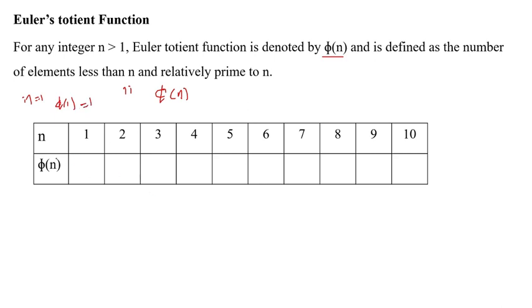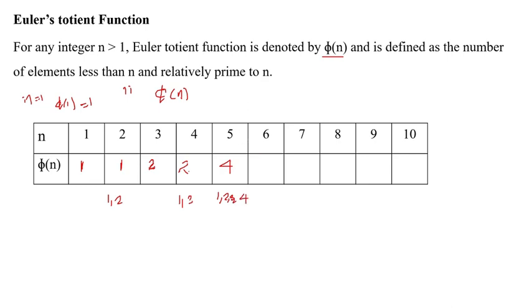So there is a table. For n equal to 1, we define phi of 1 as 1. Phi of 2 is nothing but 1. That is, the number of elements less than 2 and relatively prime to 2 is 1. Then for n equal to 3, elements less than 3 and relatively prime to 3 are 1 and 2. Therefore, phi of 3 is 2, the total number of elements. For n equal to 4, the elements strictly less than 4 and relatively prime to 4 are 1 and 3. Therefore, phi of 4 is 2. For 5, phi of 5 is 4 because the elements less than 5 and relatively prime to 5 are 1, 2, 3 and 4.